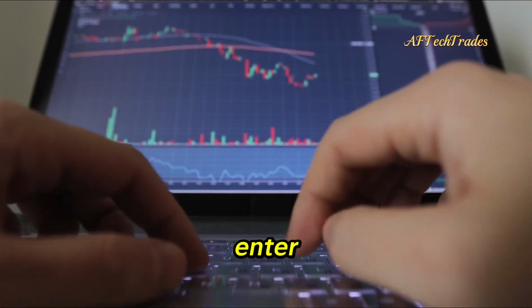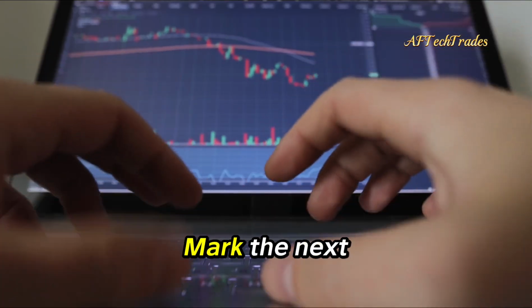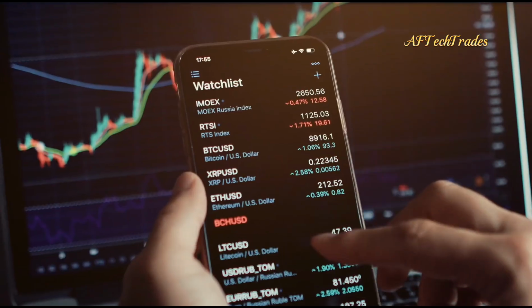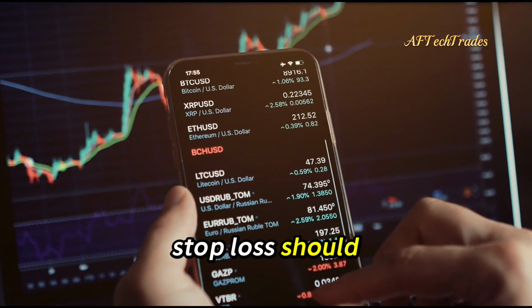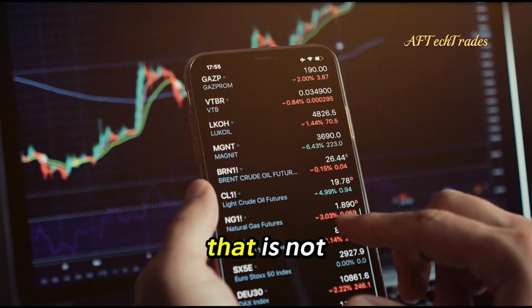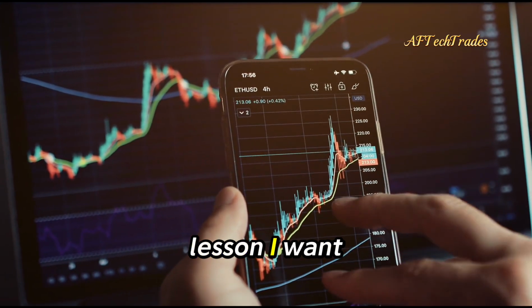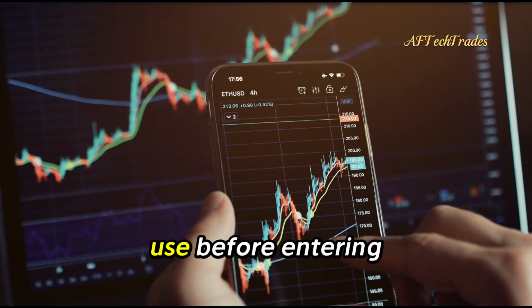But after they enter, they suddenly realize they did not check the trend. They did not mark the next support or resistance. They did not know where the stop loss should be, and they did not even know where they wanted to take profit. That is not trading. That is guessing. So in this lesson, I want to show you a simple checklist you can use before entering any trade.